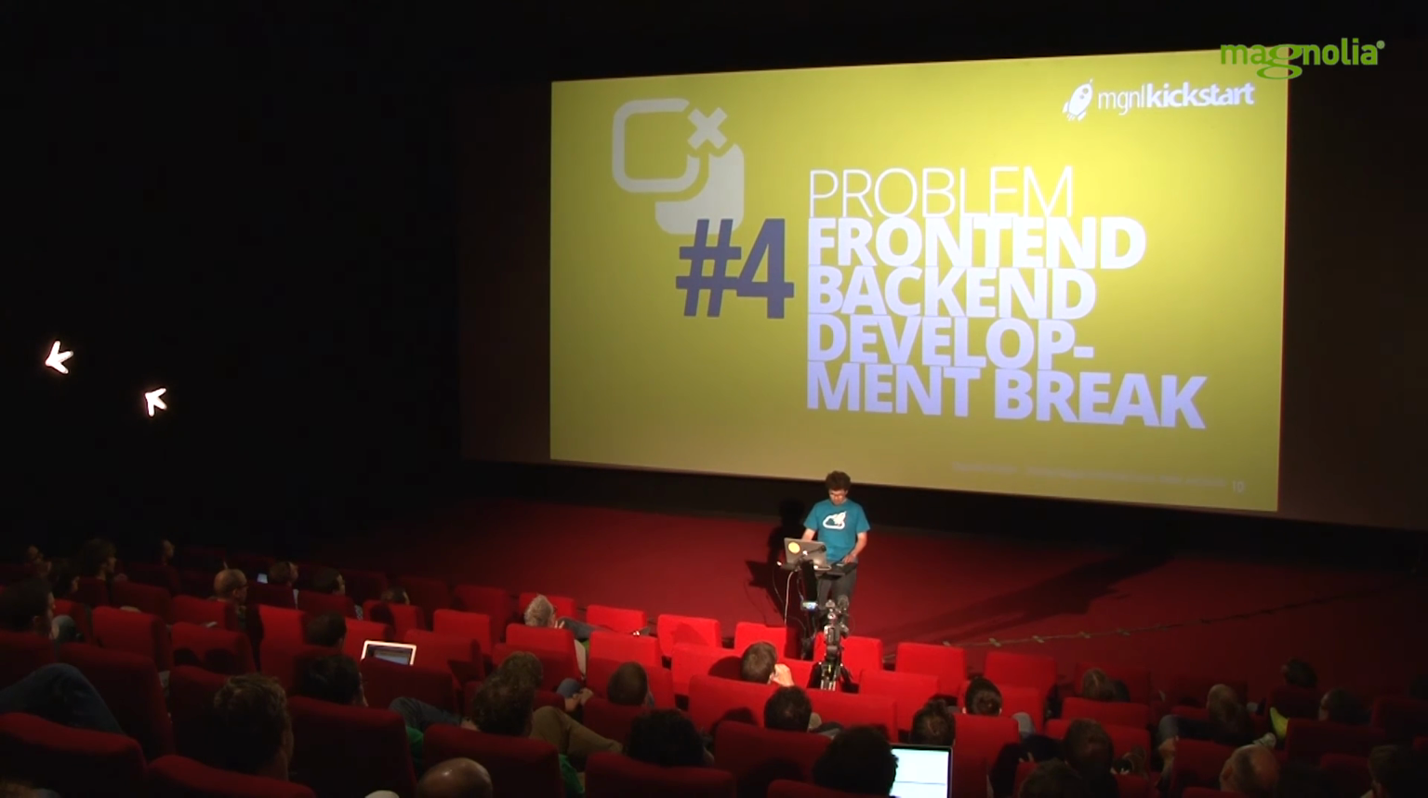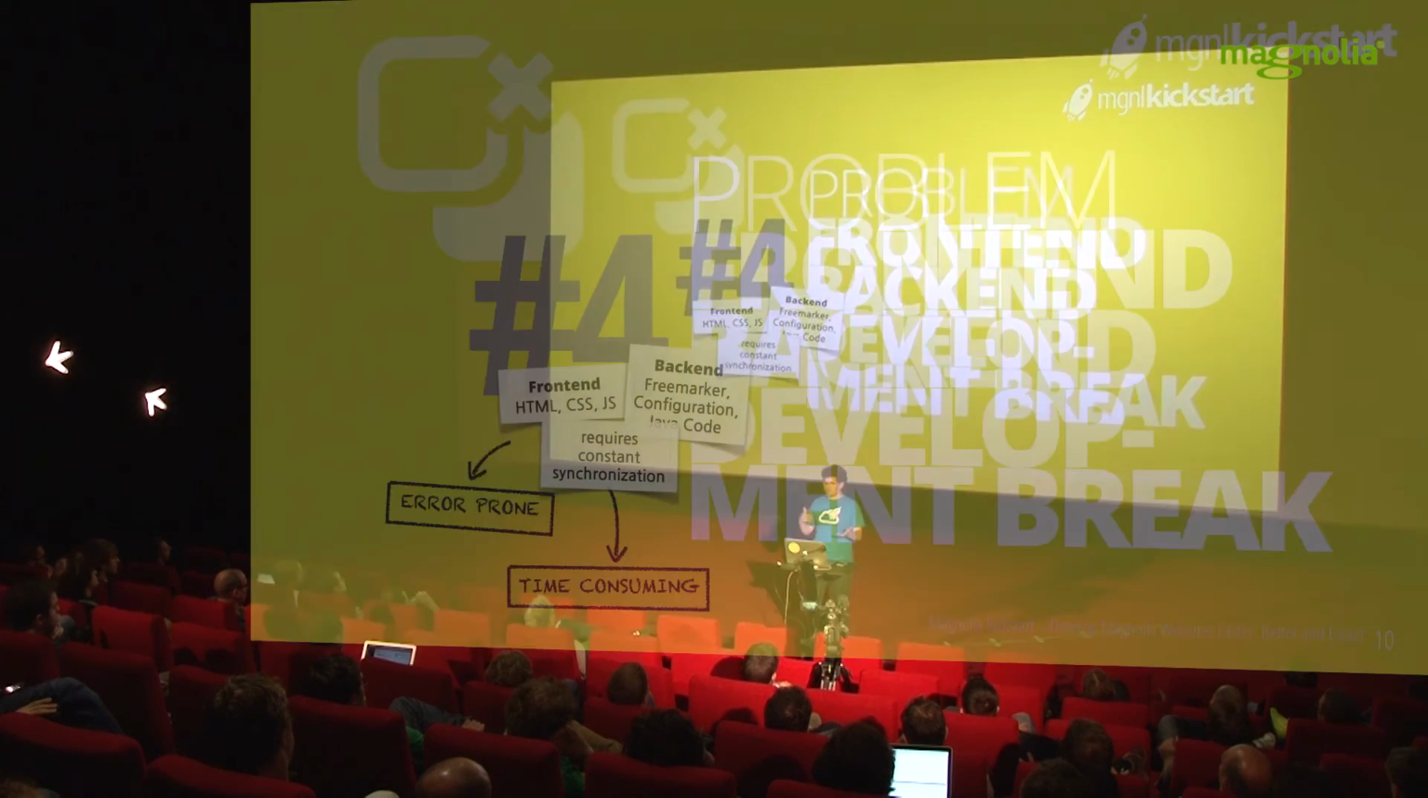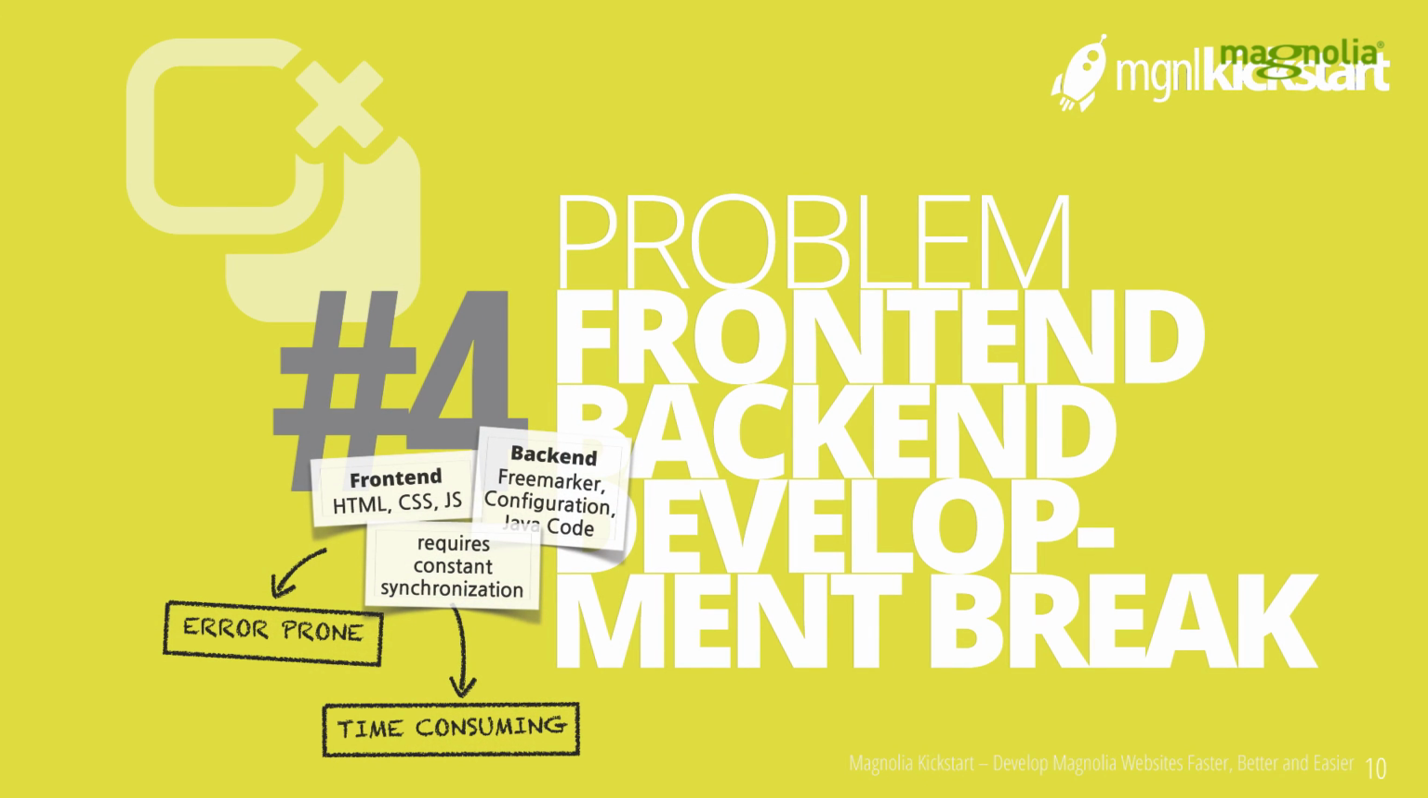Okay, and the fourth problem I want to discuss, we termed it the front-end, back-end development break. This is the most important problem I see, which is that if we have a change in your static prototype, you have to mirror the same change in your backend code. And here many errors occur. You have to synchronize both sources, and you make errors in there. It's also some kind of work that you don't want to do, but you have to because there's no other way.